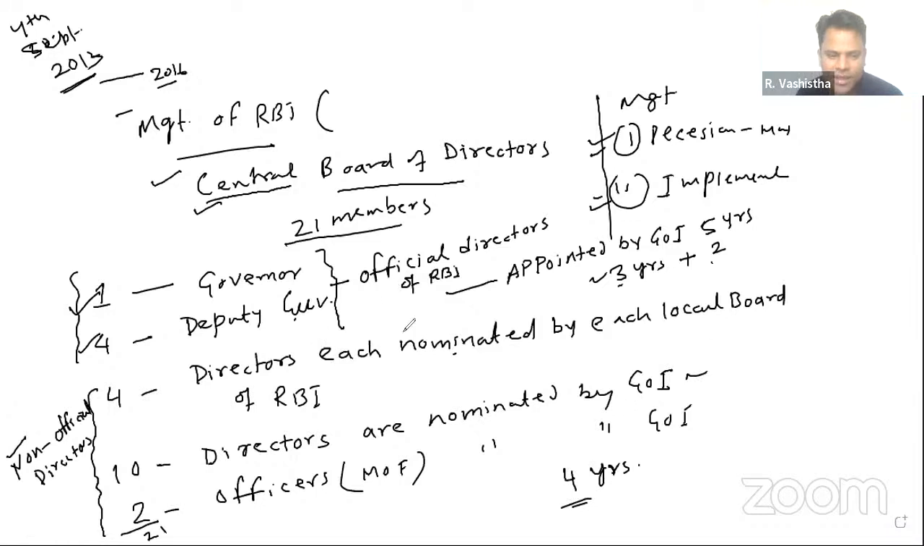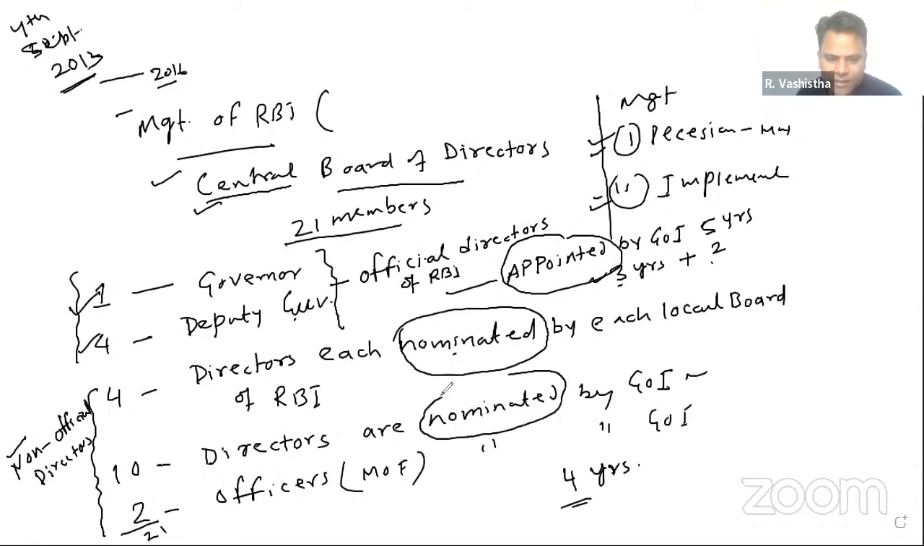Now you see the difference. Official directors are appointed by government. Non-officials are nominated by the government or the local boards of RBI. So what is the difference between being appointed and nominated?